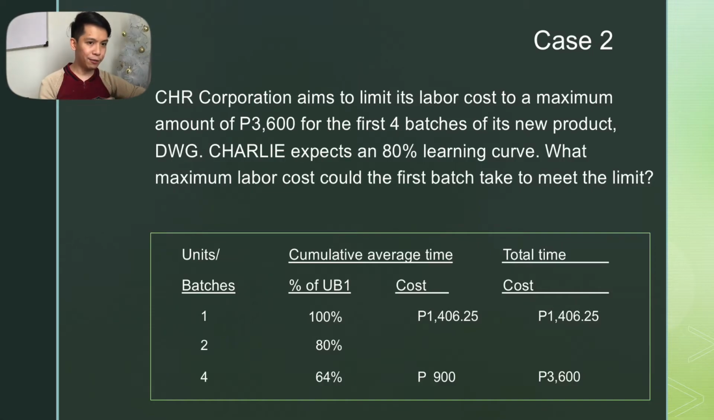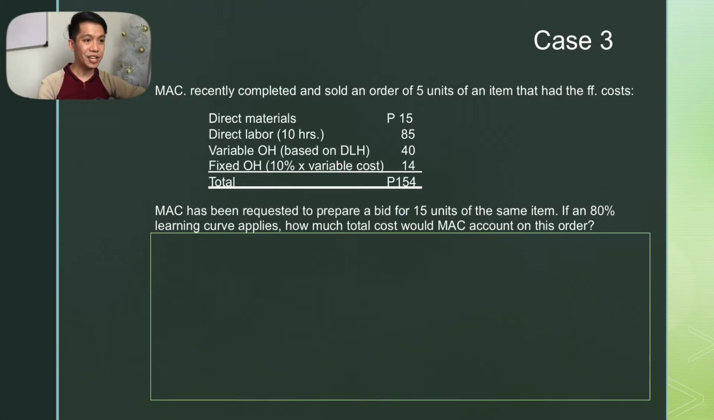Now, let us refer to the last case, case 3. MAC recently completed and sold an order of 5 units of an item that had the following costs. Direct materials, 15 pesos. Direct labor, consumed 10 hours, 85 pesos. Variable overhead, based on direct labor hours, 40 pesos. Fixed overhead, which is simply allocated 10% of the variable costs incurred, 14 pesos. So that would give us a total of 154 pesos for the first order.